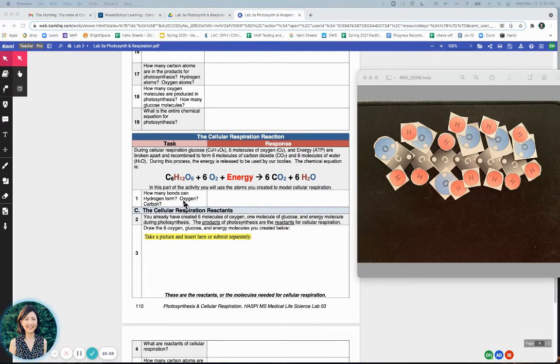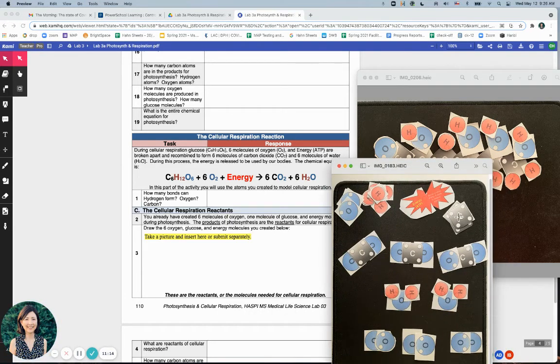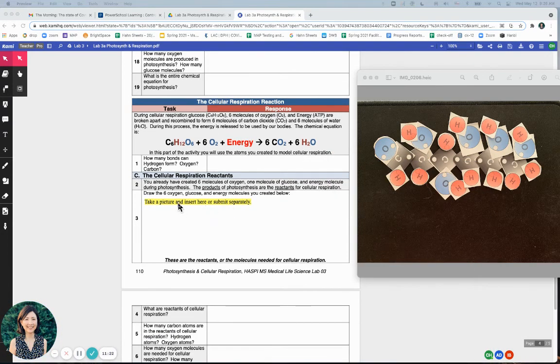Okay. How many bonds can hydrogen form? How many bonds can oxygen and carbon? You just have to look at the little atoms. Hydrogen has one little circle, so it can only make one bond. Oxygen can make 2, and if you look at the carbon, carbon has 4 circles, so carbon can make 4 bonds. Okay, so now you're going to go ahead and put in a picture of your 6 oxygen, your glucose, and your energy molecule, and you're going to put it right here. Okay, which is the same picture you just did.